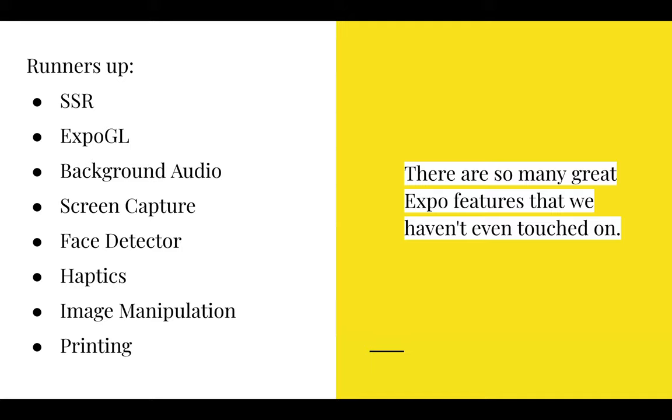Face detection, I haven't personally used it. I've seen some really cool demos. It's available in Expo on both web and mobile. The haptics, which is just, on iPhone 7 and newer, you get those very subtle haptic feedbacks, which I think is worth mentioning. Being able to do image manipulation on device before you send a really heavy image across the network. And then there's this printing API that I have never used, which I thought was really cool. So this stuff is even beyond the scope of the 10 items that I picked, but I thought it was worth a mention.